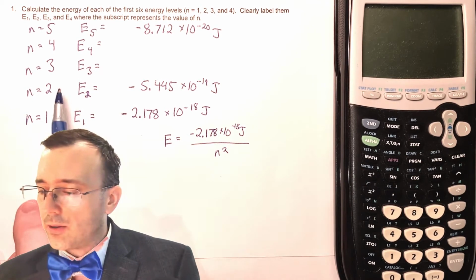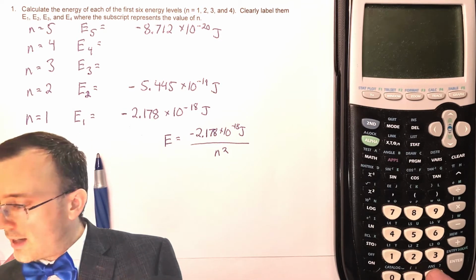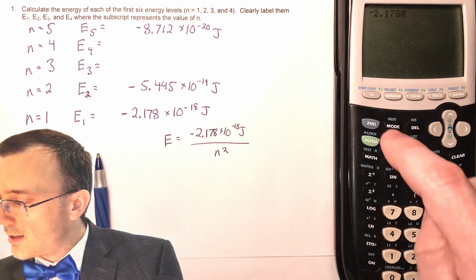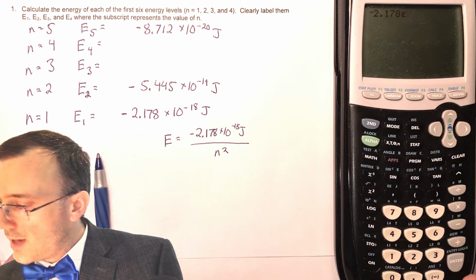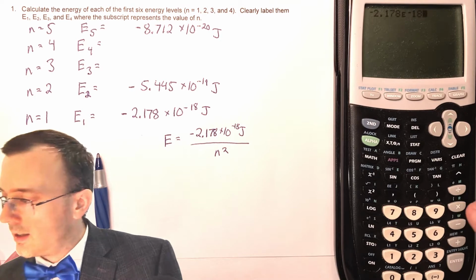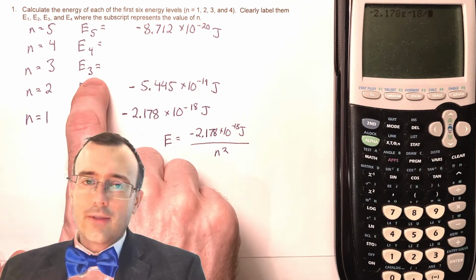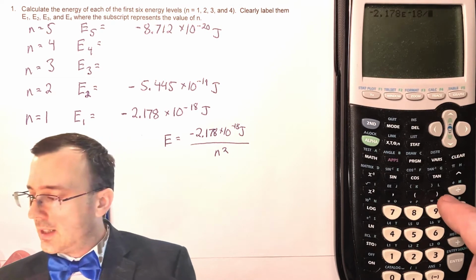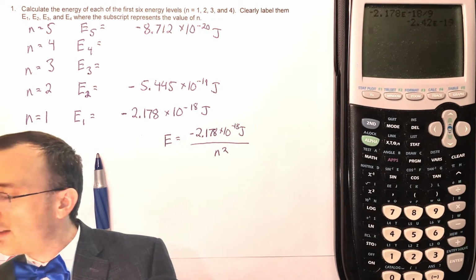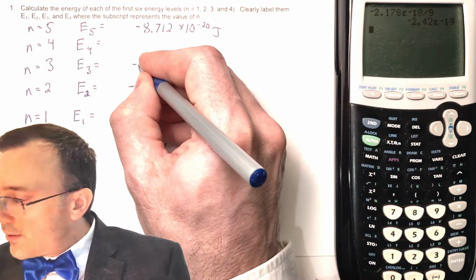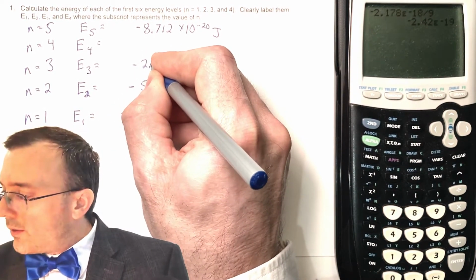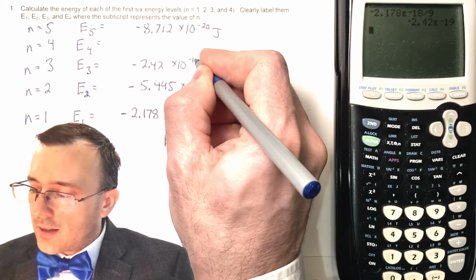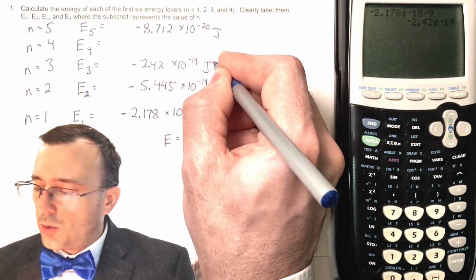Now we're going to need to do some calculations for energy level 3. Negative 2.178 times 10 to the negative 18. And for the third energy level, we're going to divide by 3 squared. So we're going to divide by 9. Divide by 9, and that's going to get us negative 2.42 times 10 to the minus 19 joules.